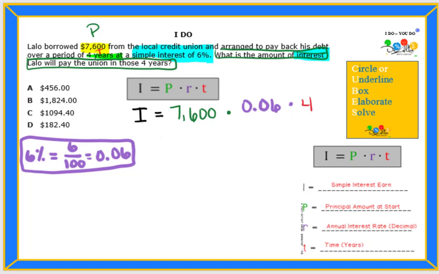So from left to right, 7,600 times 600. We have 0 times 6, 0 times 6. 6 times 6 is 36. We carry 3. 7 times 6 is 42, and 3 more is 45. We're going to put a placeholder right here, and then anything times 0 is going to be 0. So 0 times 0, 0 times 0, 6 times 0, and 7 times 0.